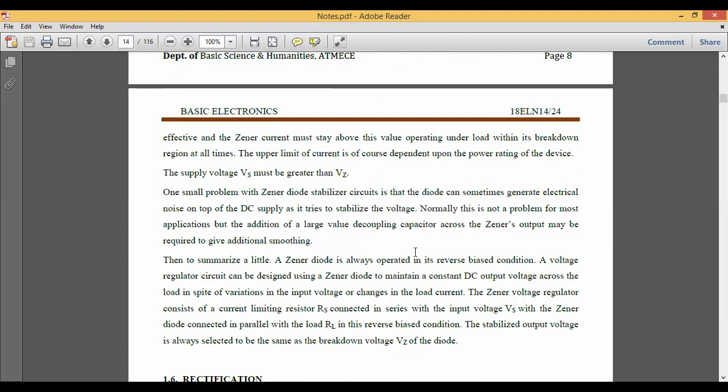But there is some problem with this Zener diode stabilizer circuit: the diode sometimes generates electrical noise. It is possible, right? Because it's an electronic circuit. If no proper DC output voltage is supplied to the Zener diode, it may produce some kind of noise.